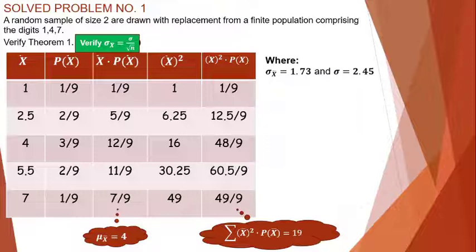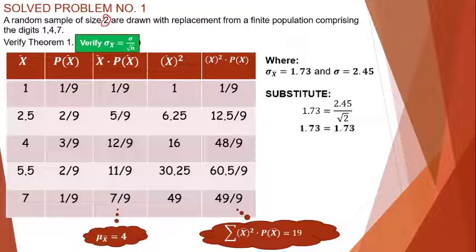Where the standard deviation of the sample means is equal to 1.73 and the population standard deviation is equal to 2.45. So then substitute the standard deviation here, where the sample size is equal to 2. Okay, makita yung square root. Then, using your calculator, ito lang din yung makukuha.